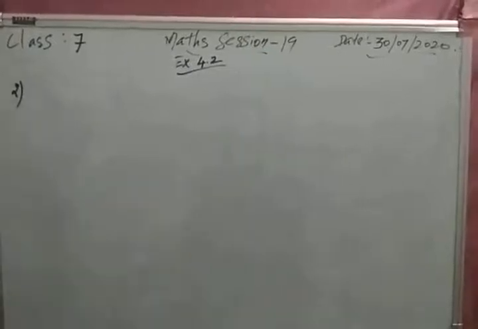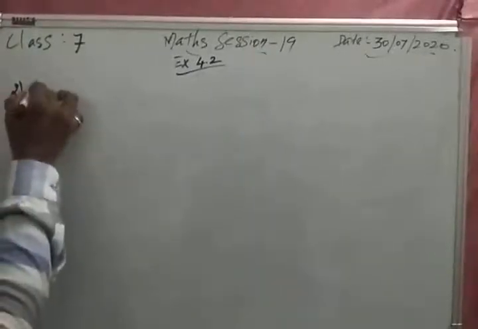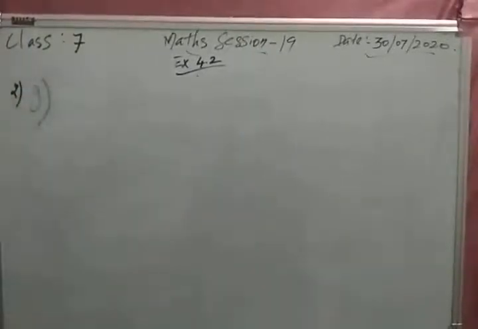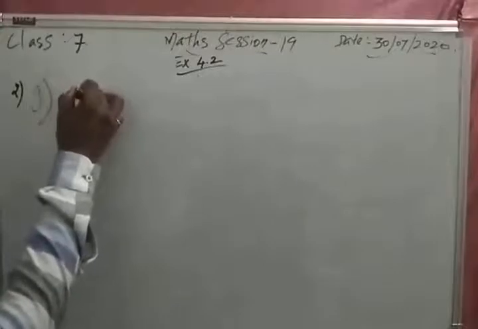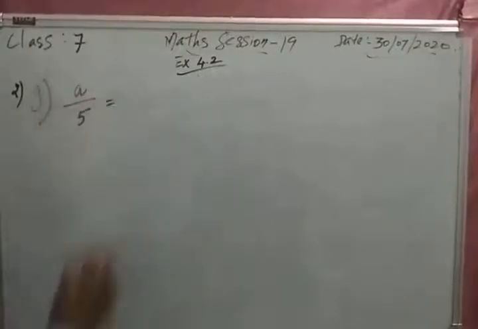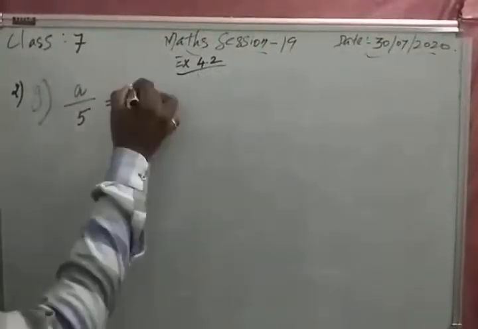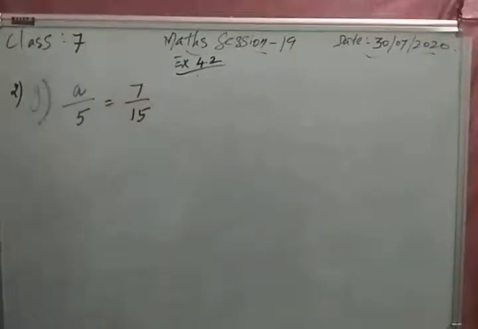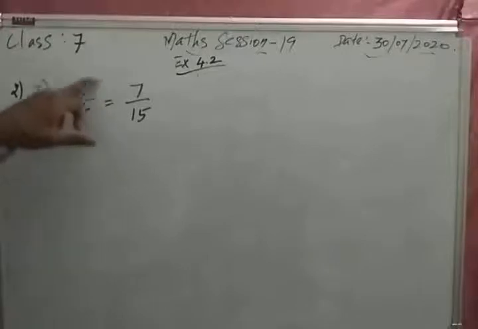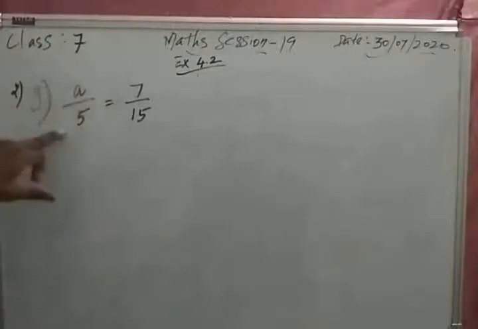Now we go for G. What they have given for G? The question is A by 5 is equal to 7 by 15. Now we have to take only the variable term, we have to see only the variable term.